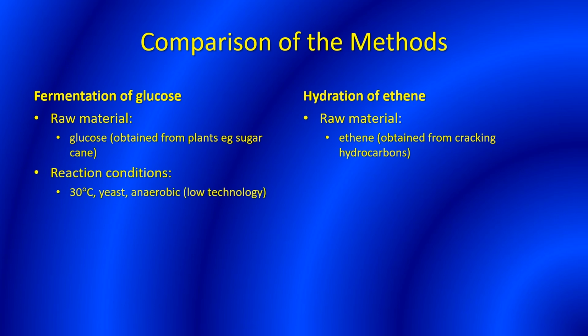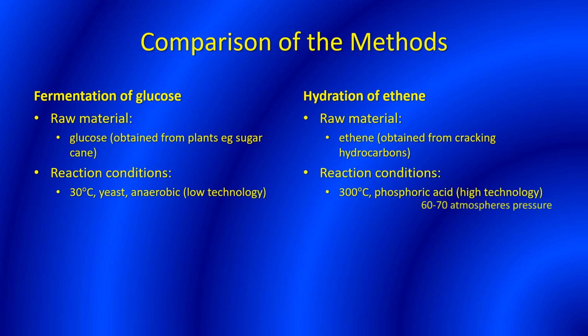The conditions for fermentation are a low temperature, 30 degrees C, yeast for the enzymes, and anaerobic conditions; it's very easy to do. The conditions for the hydration of ethene, on the other hand, are much more severe: a much higher temperature, phosphoric acid, and a pressure of 60 to 70 atmospheres. The fermentation rate of reaction is very slow. It takes several days to produce the ethanol, whereas hydrating ethene happens very, very quickly.